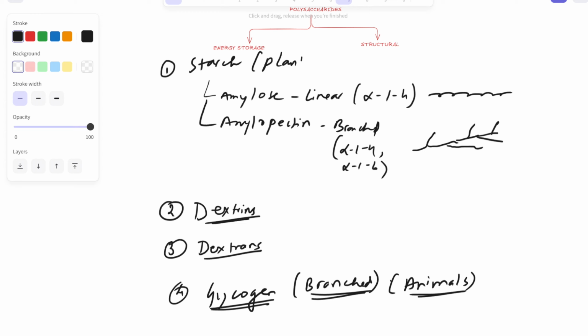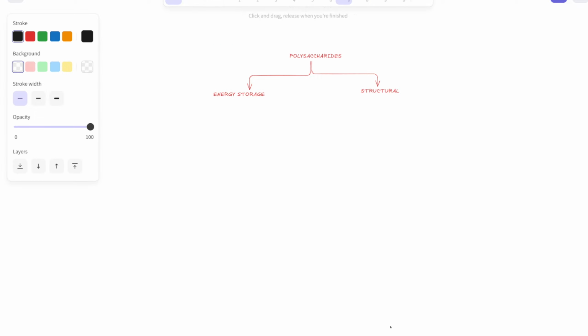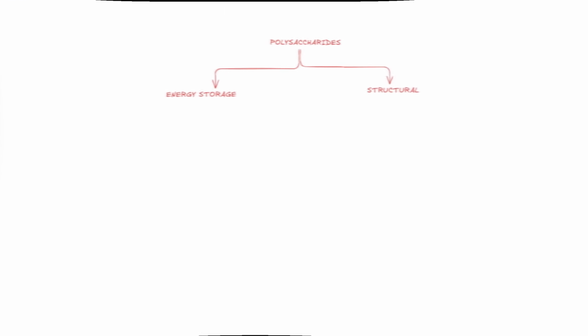ensuring quick access to glucose for metabolic demands. Liver glycogen maintains blood glucose levels for the brain and red blood cells, which are basically our VIP organs. While muscle glycogen provides immediate energy for contracting muscles during that intense gym session or a sudden sprint to catch the local. Next, we have structural polysaccharides.